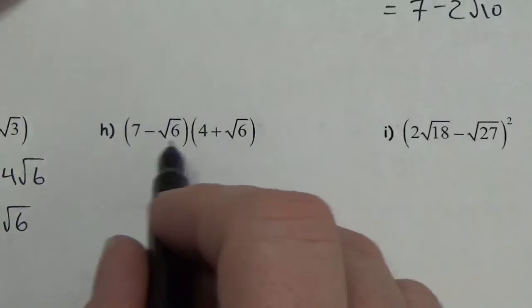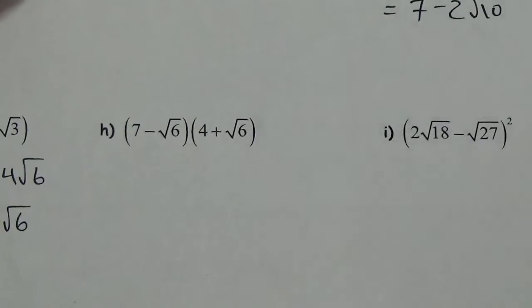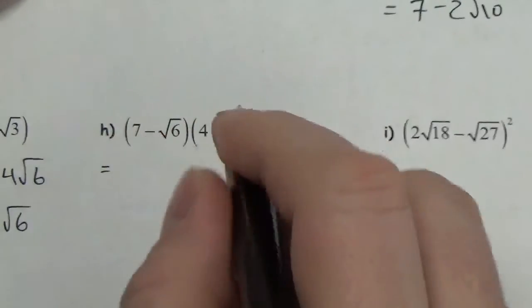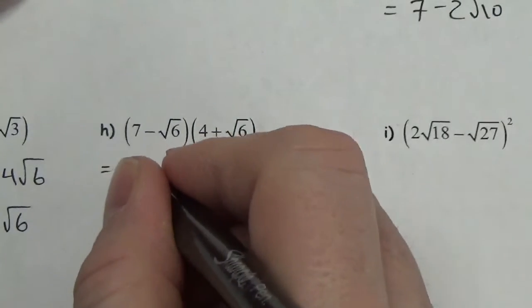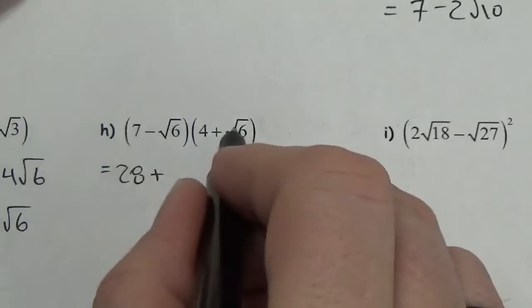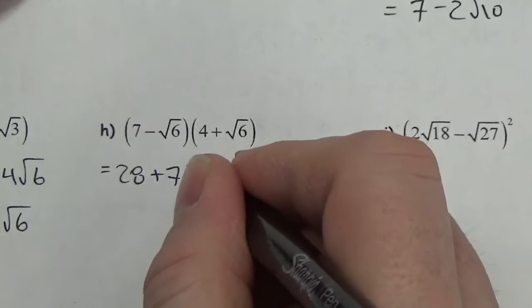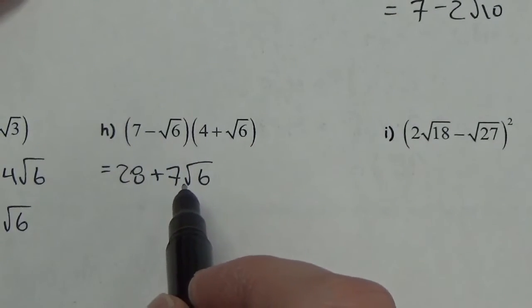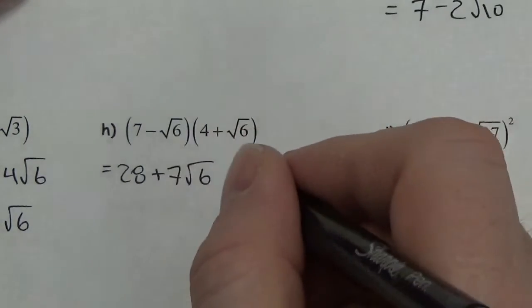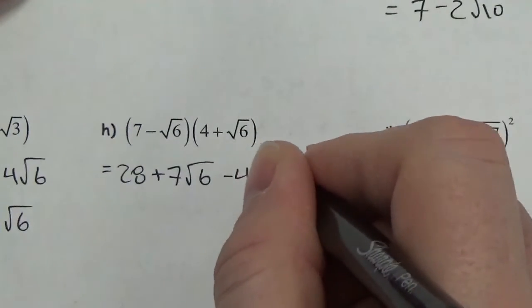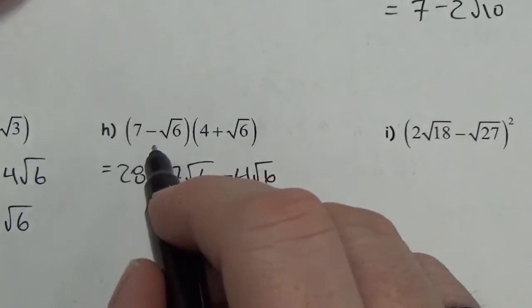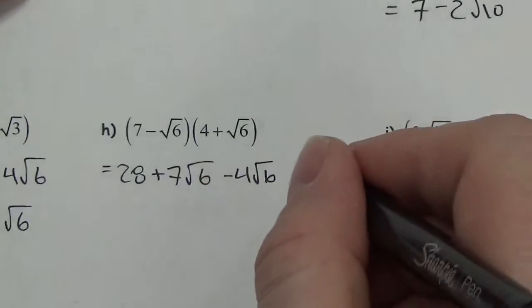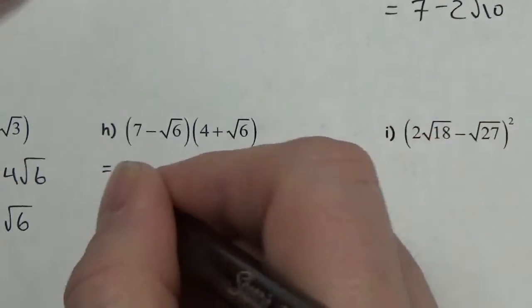Again, I'm going to look and see if I can simplify anything first, and no, I can't. So now I'm just going to distribute. So 7 times 4 is 28. 7 times root 6 is just going to be 7 root 6. You can't do anything with that, so I'm going to leave that coefficient out front. Negative root 6 times 4 will be negative 4 root 6. And negative root 6 times positive root 6 will be negative root 36.